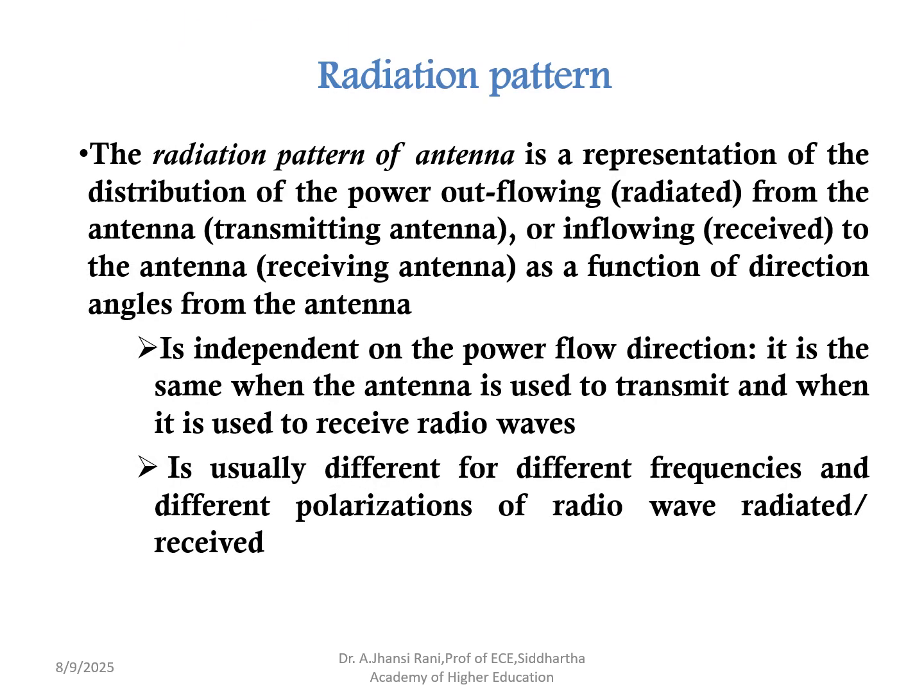See, there are different parameters for the antenna, that is the radiation pattern of the antenna. This is the main representation of the distribution of power outflowing, that is, radiating power from the antenna when it is used as a transmitting antenna, or inflowing, that is received, when it is a receiving antenna. It is a function of directional angles from the antenna. The pattern is determined in the far field region, and it is represented as a function of the directional coordinates.